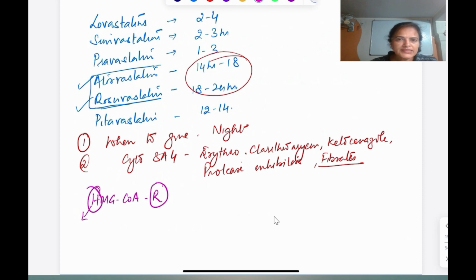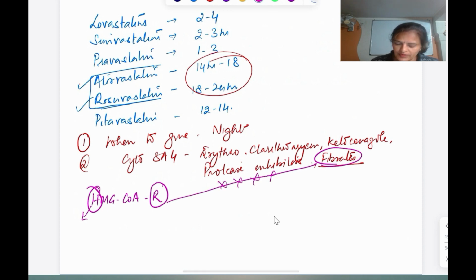Then rhabdomyolysis. And another drug, the fibrate, especially gemfibrozil, also causes myopathy and rhabdomyolysis. So this drug we should not give with it, because an add on effect will be there. In the fibrates, gemfibrozil is there, then we have bezafibrate, then fenofibrate. If you ever have to combine a statin with a fibrate, then you can combine it with fenofibrate. So this is about the side effects.